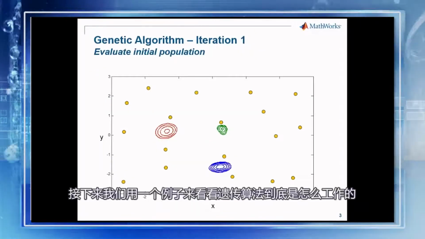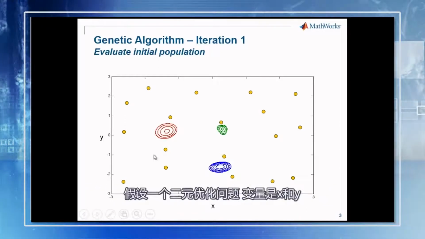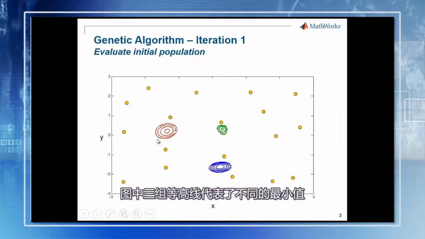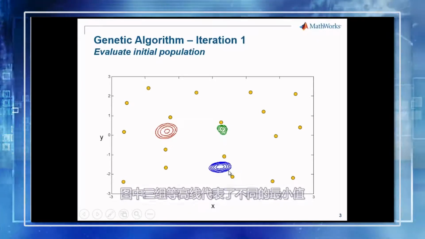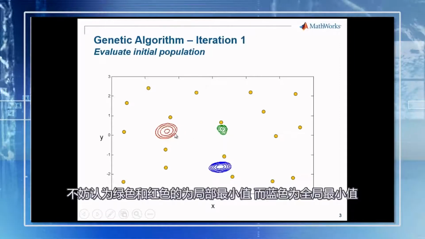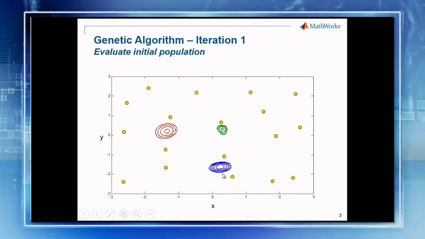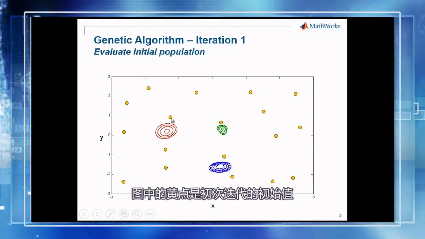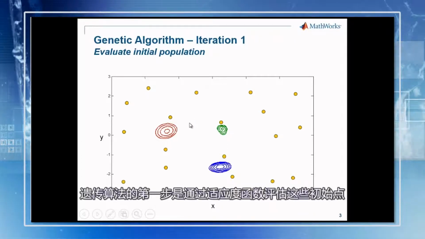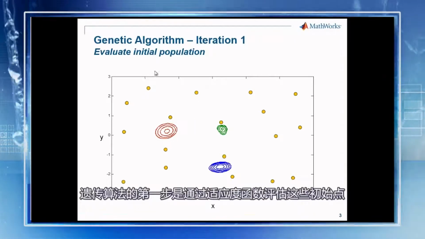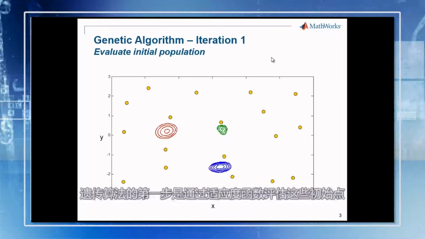So let's see an example of how this might work on an optimization problem of two variables, x and y, and the three sets of contours that we have here are each different minima to the optimization problem. Now the green minima and the red minima are local minima, while the blue one actually happens to be a global minimum. The yellow dots on here are the initial points, or the first generation for my genetic algorithm. So the first step that the genetic algorithm does is it evaluates all these points and it determines the fitness function value for each one of them.